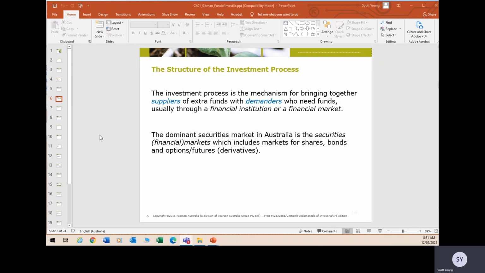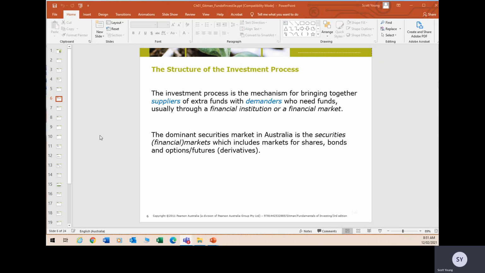All right, so as you can see, the structure, investment process, and this is the broad definition of this. There's quite a good picture I'll refer you to on the next page, diagram I should say. Bringing together suppliers of funds and demanders of funds. This is a very, very broad general definition of investment.